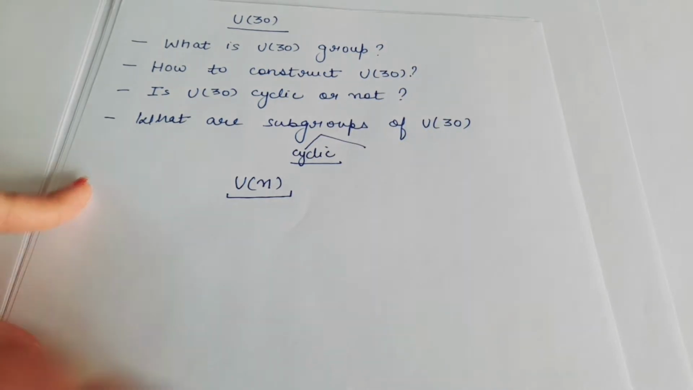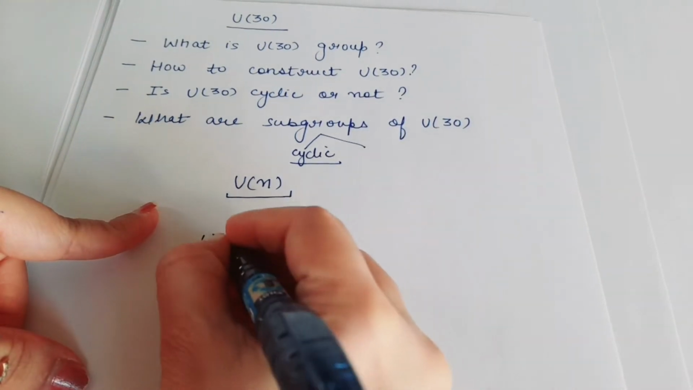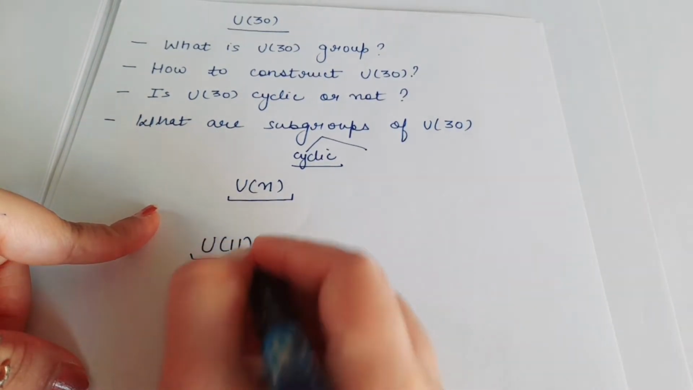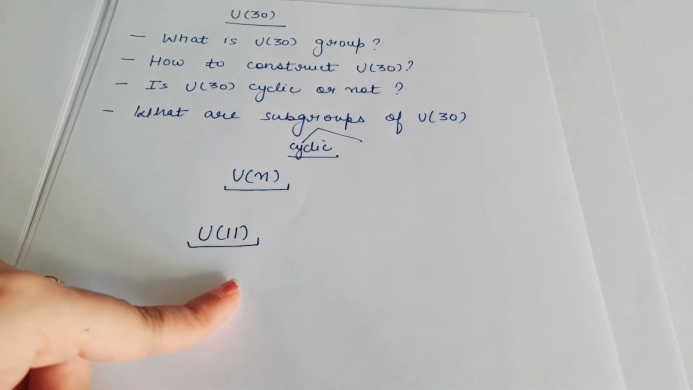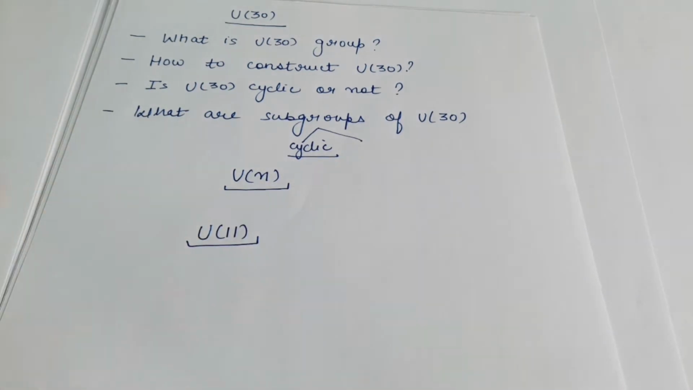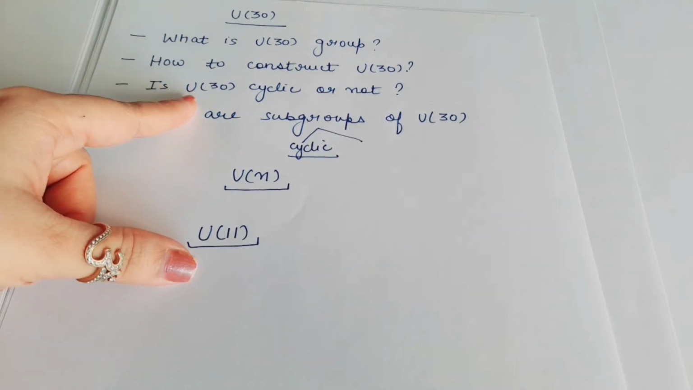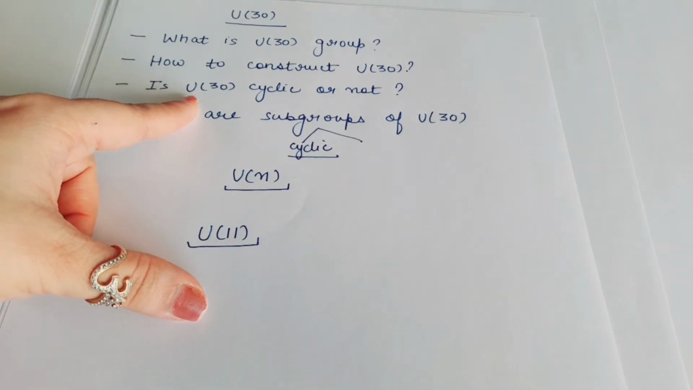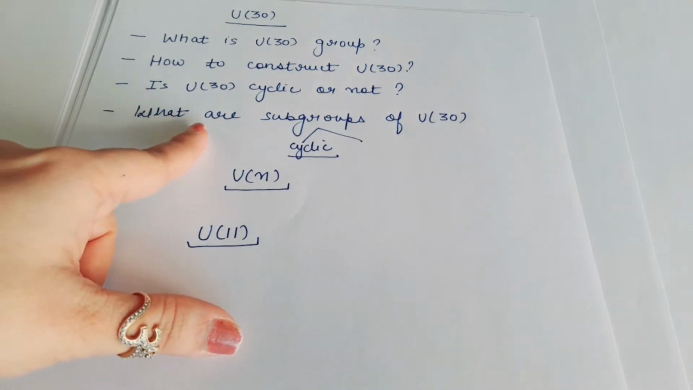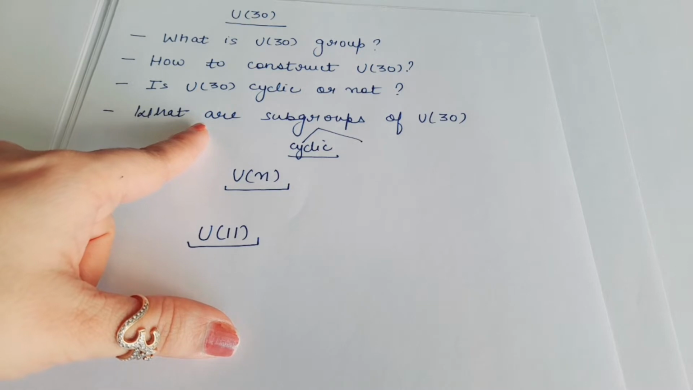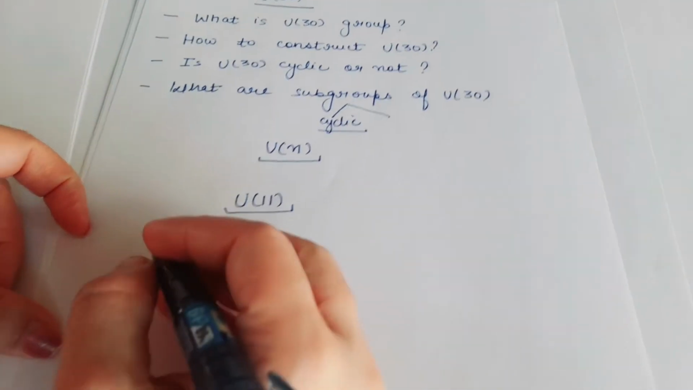In the last video I took the example of U11, which was a cyclic group, and today we are taking the example of U30, which is not cyclic. I will start from the basics, that is, how we construct the U30 group. We will see how we can show this is not cyclic, and we will see what the subgroups of U30 are. So from the basics we will start.